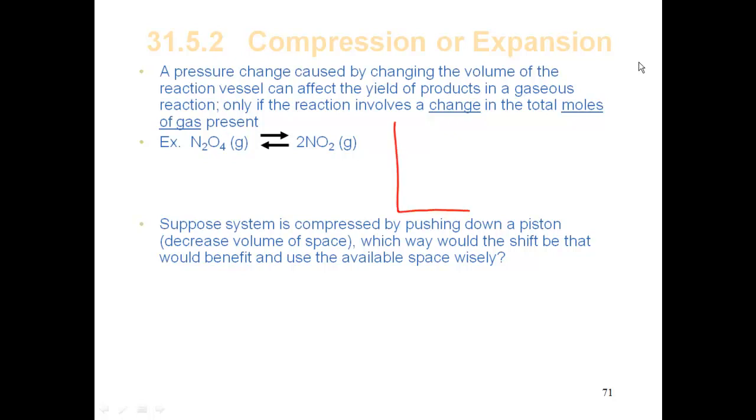So in essence, you have a container. We have our reaction, dinitrogen tetraoxide forming 2 nitrogen dioxides. We say we have a piston. We're increasing the pressure by moving that piston down. If I move the piston down, my volume is now decreasing, and the volume is getting less. The question is, can this shift one way or the other, toward the reactants or the products, and relieve that stress? In essence, what we're looking at is a decrease in volume. Can I get any advantage by shifting one way or the other?